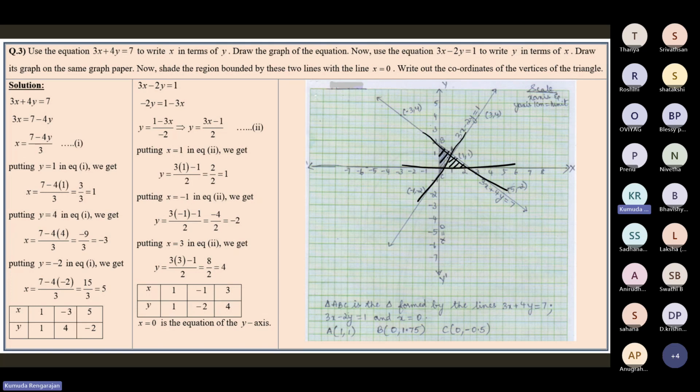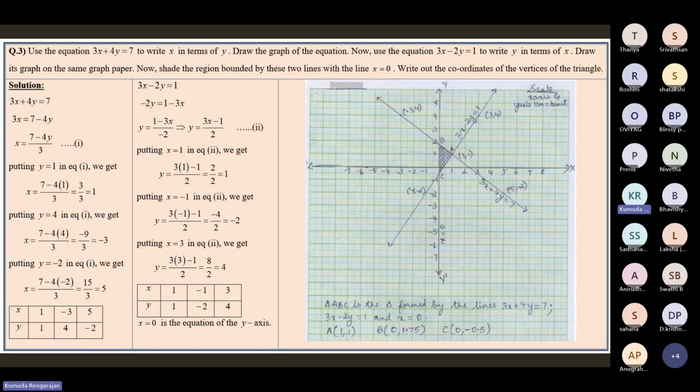But this is the triangle bounded by the two lines and the y-axis. So the question is to shade the region bounded by the two lines and the y-axis. Shade it and also write the coordinates of the vertices of the triangle. So the coordinates of the vertices of the triangle are this one, and this one.